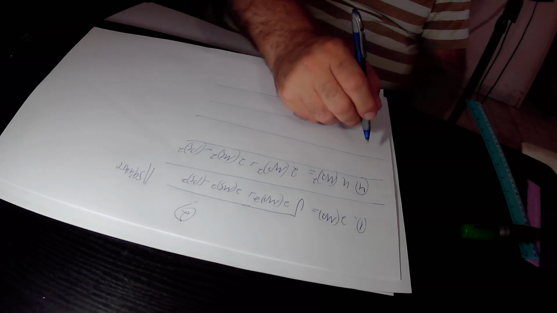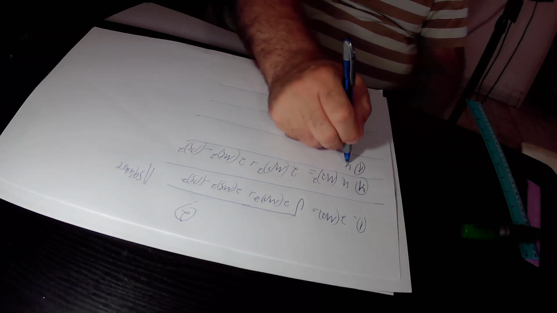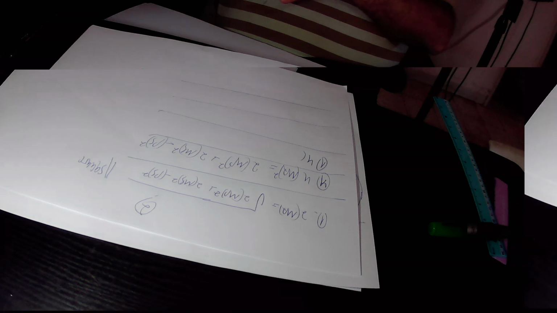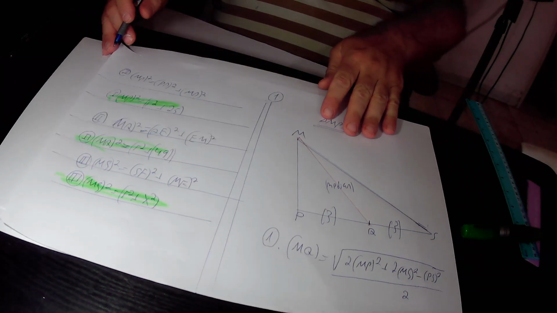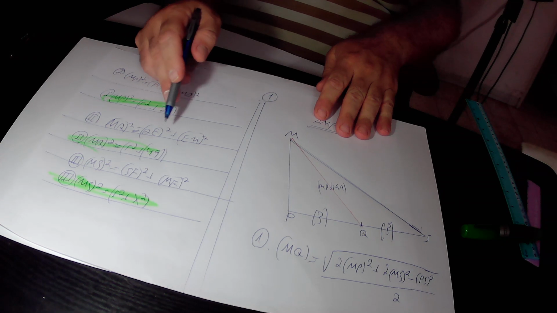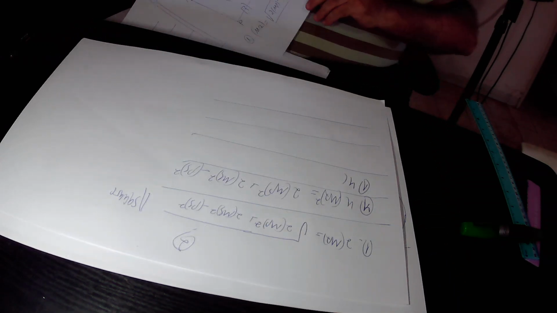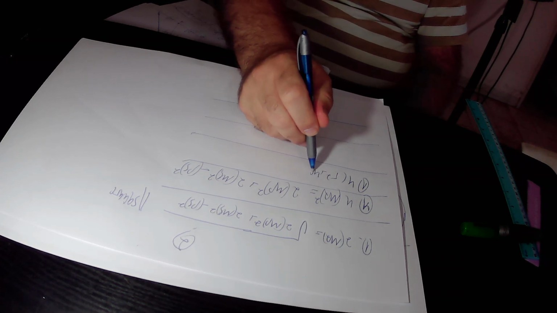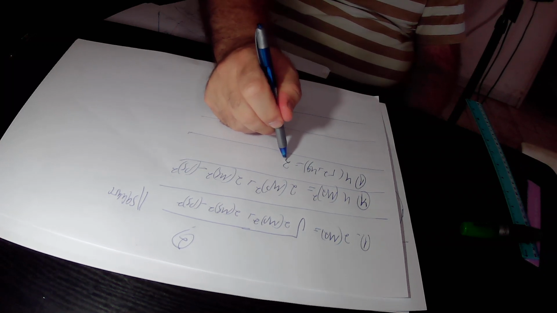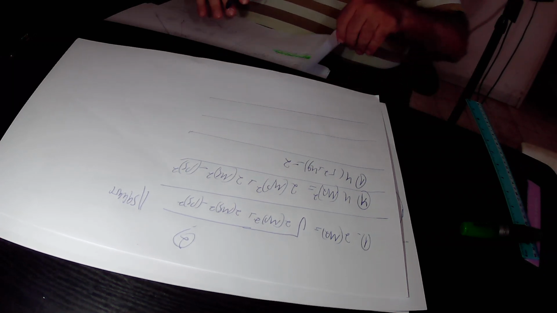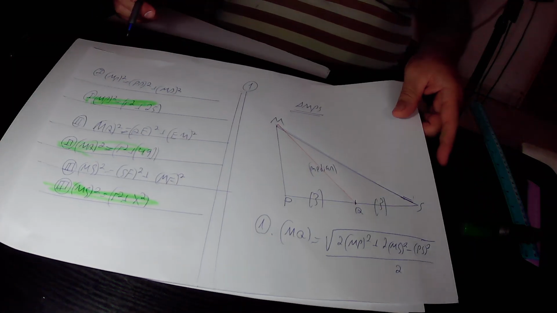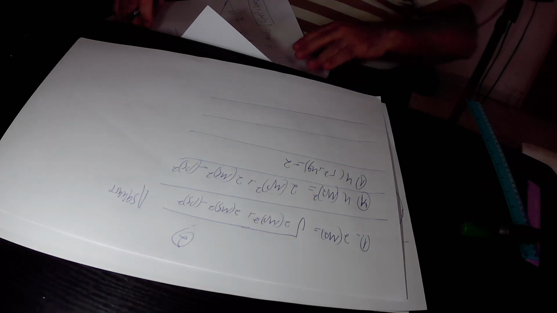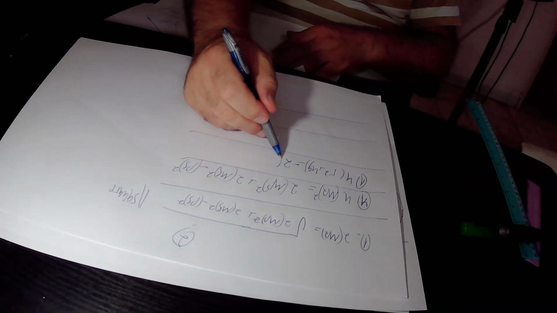So we can find out that 4 times MQ squared, according to equation 2, MQ squared equals r squared plus 49. Therefore, we substitute MQ squared here by r squared plus 49, and it is equal to 2 times MP squared. According to equation 1, MP squared equals r squared plus 25. Therefore, we substitute MP squared here by r squared plus 25.